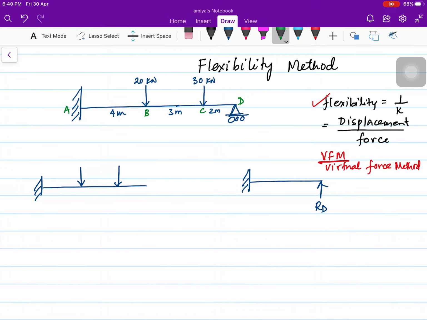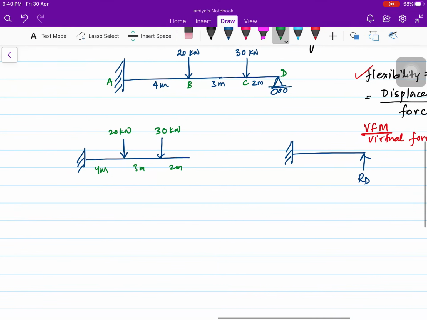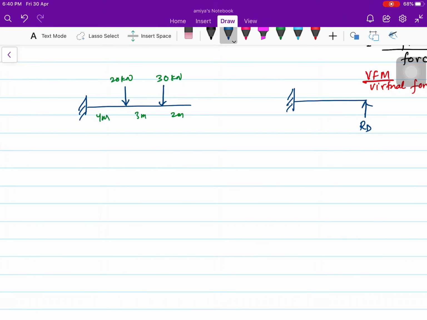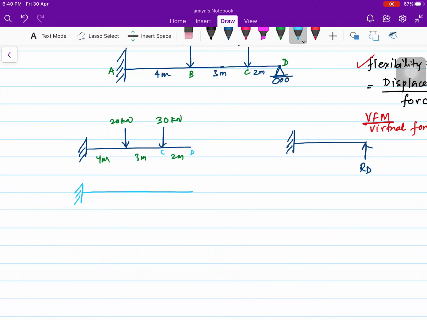So now, let's first solve the primary structure. So this is 30 kilonewton, 20 kilonewton, and the distances are 2 meter, 3 meter, 4 meter. Now when we are analyzing this using the virtual force method, if you remember, the bending moment diagram will be like this. As we don't have load for the part CD, it will be blank, no load, so no moment.